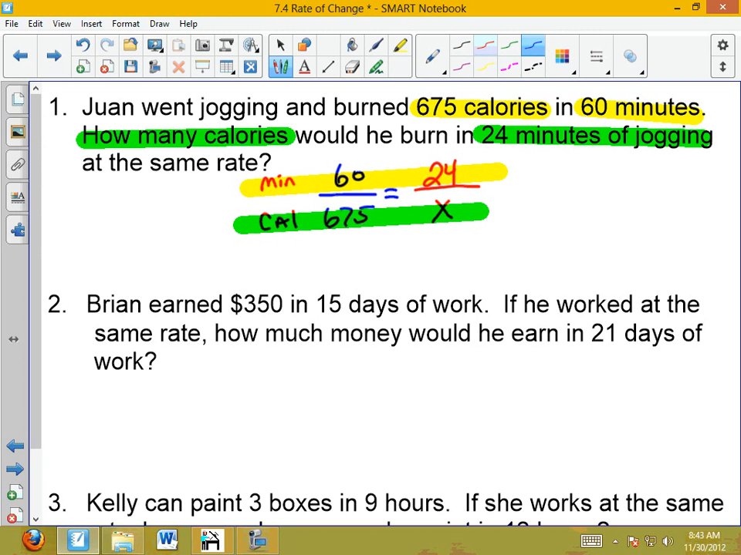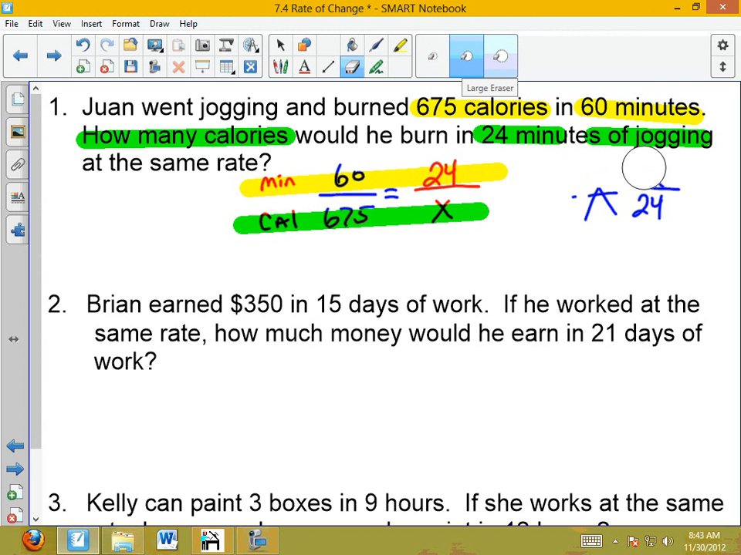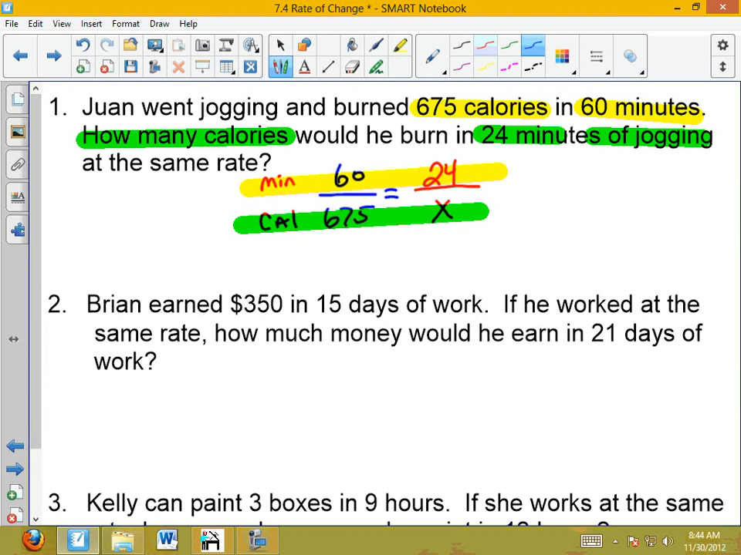You will set up your first fraction, minutes on top, calories on bottom. And then on your second fraction, you will put minutes on bottom, calories on top. That does not equal. That is a huge mistake, and you will get the wrong answer. So when you set up your fraction, you have to make sure if minutes are on top in the first fraction, minutes have to be on top in the second fraction. Okay, now it simply is cross multiplication.